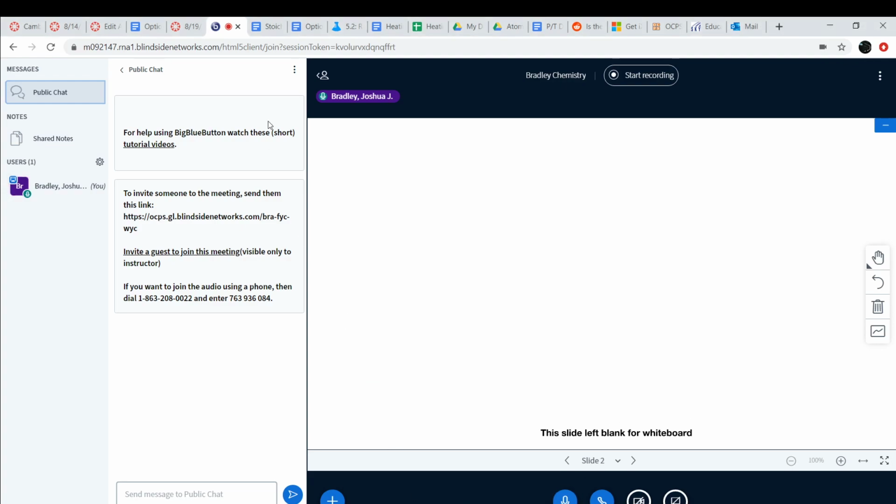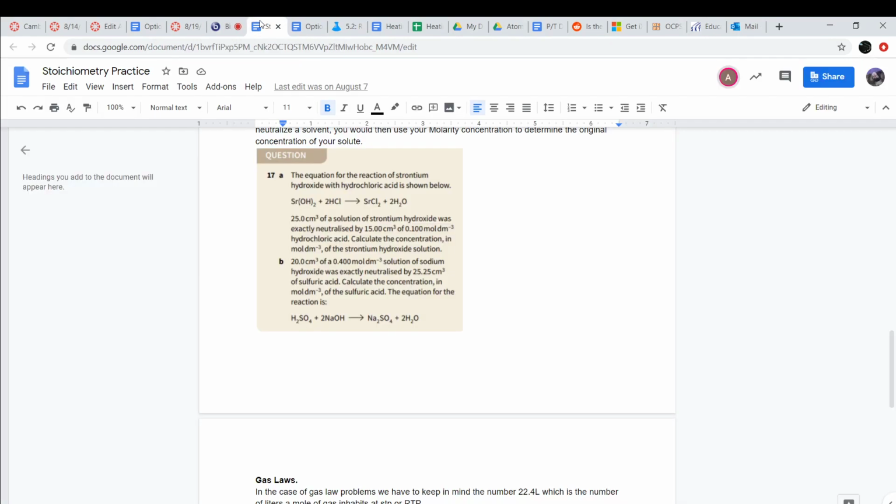What's going to be happening here today is we're going to go over a couple of the problems from the stoichiometry practice, because I saw that there were some people that were still struggling with a couple of them, and we can go over them right now.